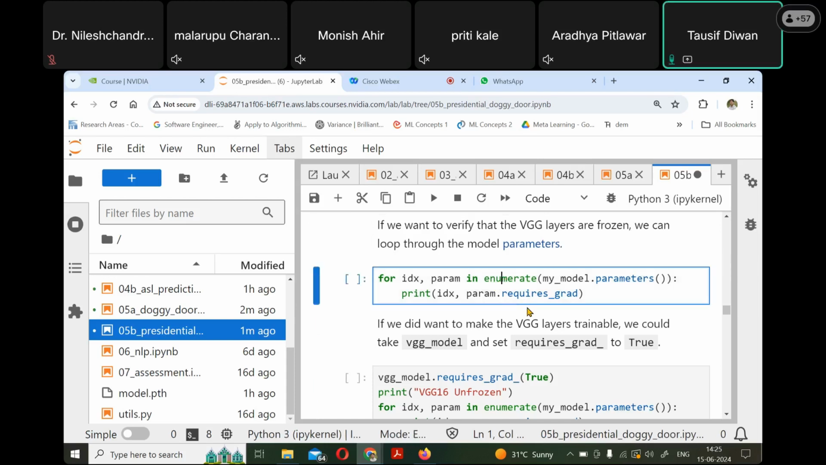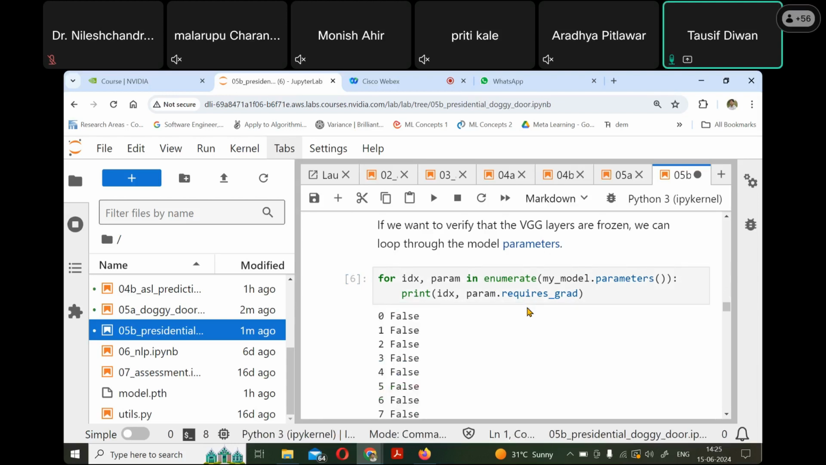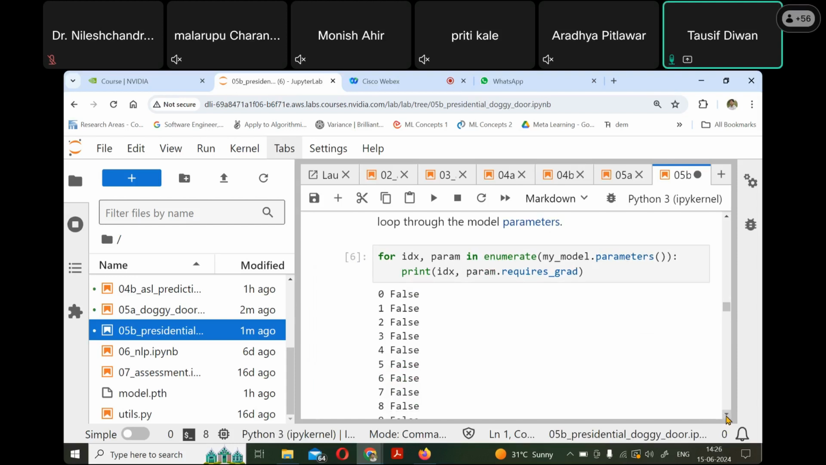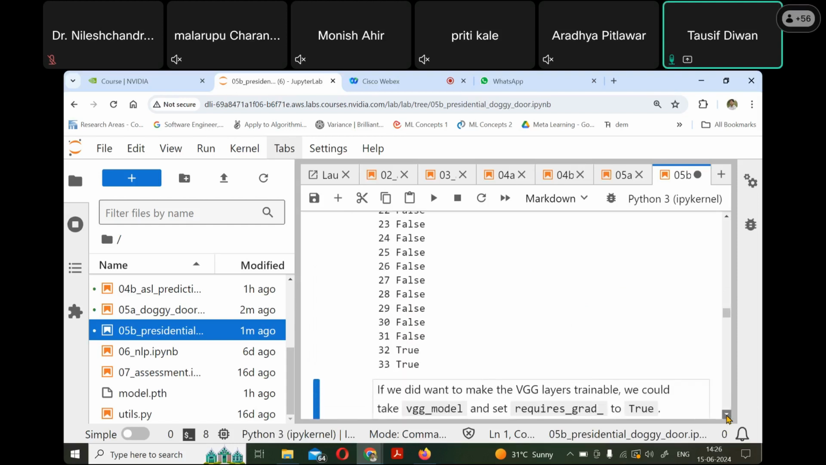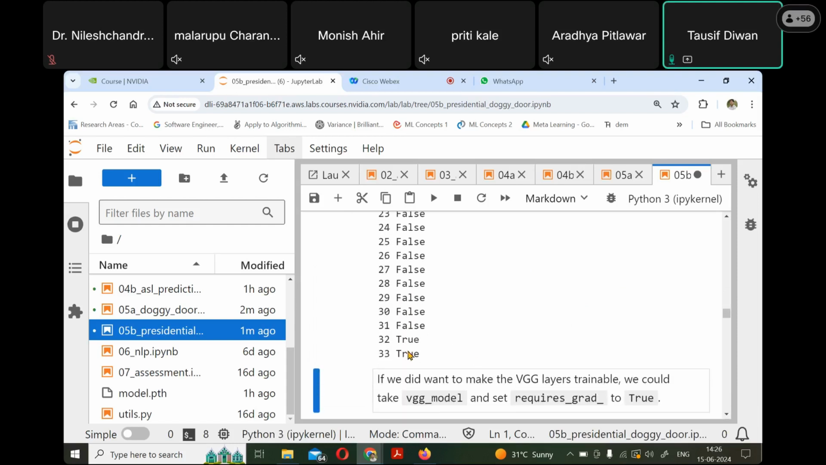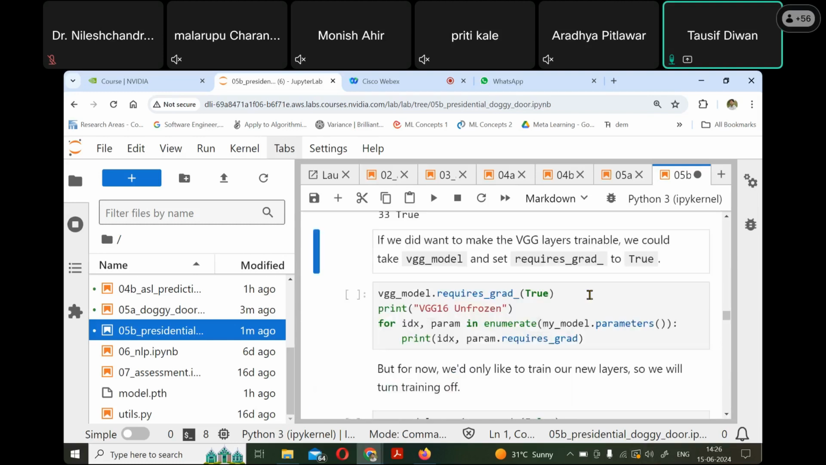We can also see which layers are frozen and which layers can be updated. If we extract every layer, like my model dot parameters, here we can print. You can see over here all the layers are frozen. We cannot update any particular layer except the last two layers. The last layer was unfrozen and we added another layer in which one neuron was there. So except these two layers, every other layer cannot update its weights.